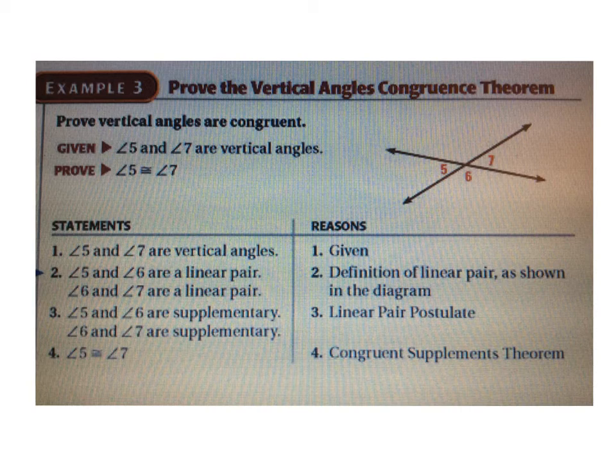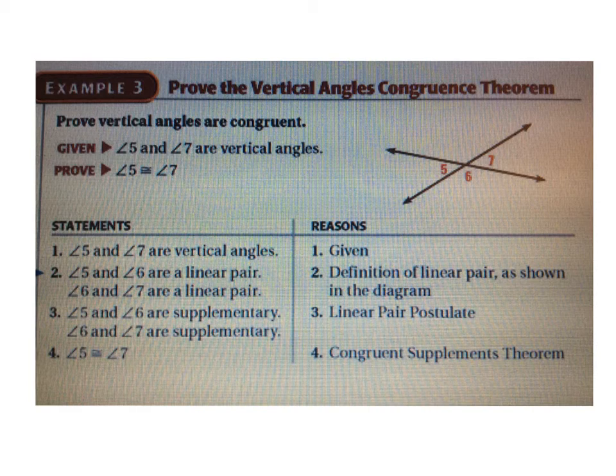Okay, so we have another proof that we're going to do here. This is example 3. We are going to prove the vertical angles congruence theorem. We have our given here: angle 5 and angle 7 are vertical angles, and we need to prove that angle 5 is congruent to angle 7. So once again, our first step is our given and our last step is what we're proving. So for step number 1 here, we have angle 5 and angle 7 are vertical angles, which is the given.